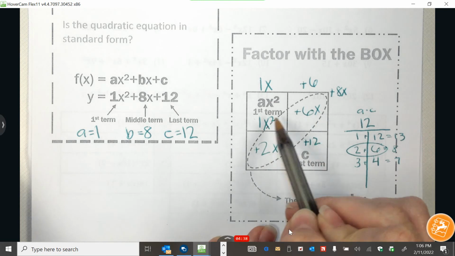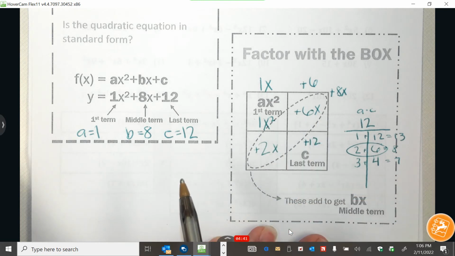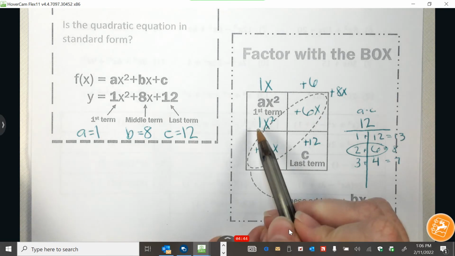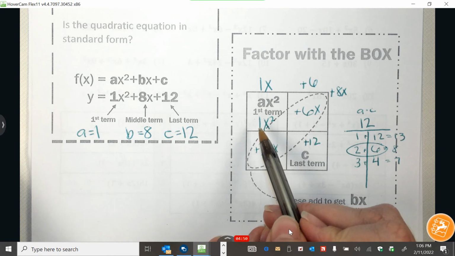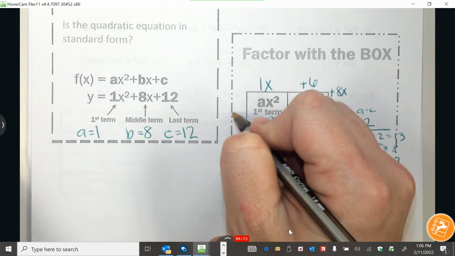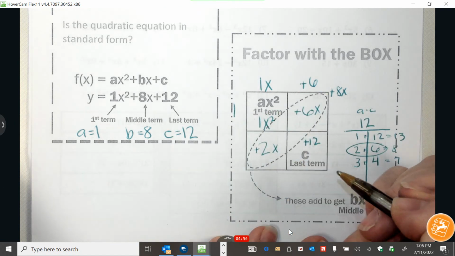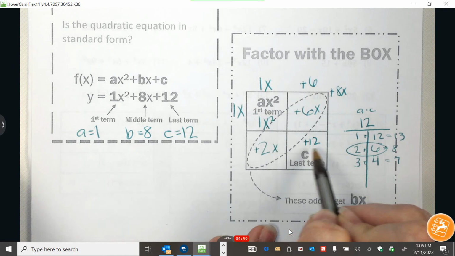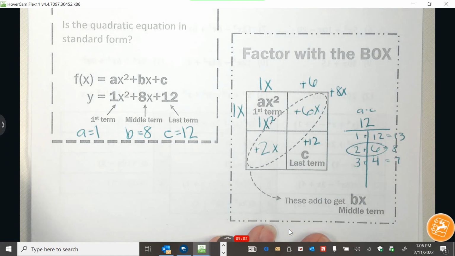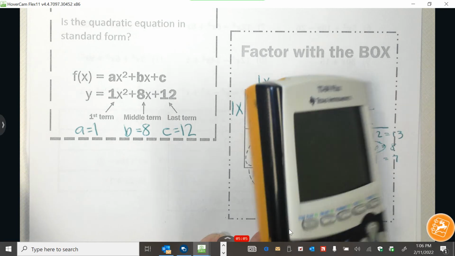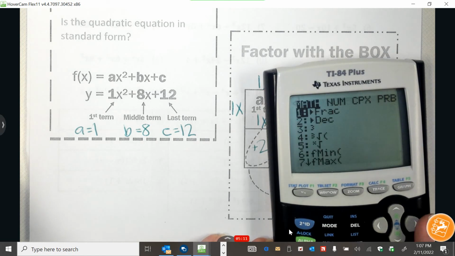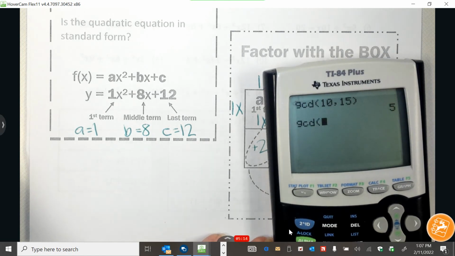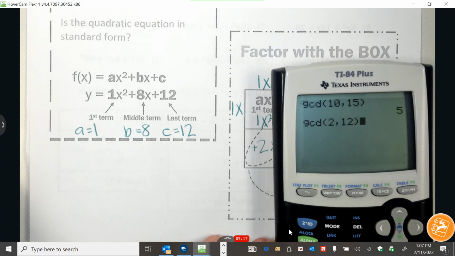What's my GCF this way? Well, no. Remember, your GCF can never be bigger than your smallest number. What's my smallest number? 1. Is there another number? No. Does 1 go into 6? So this could be 1. And do they both have an x? What's my GCF this way? Remember, you can use your Math Right 9. And I have 2, 12. So what's my GCF? 2.